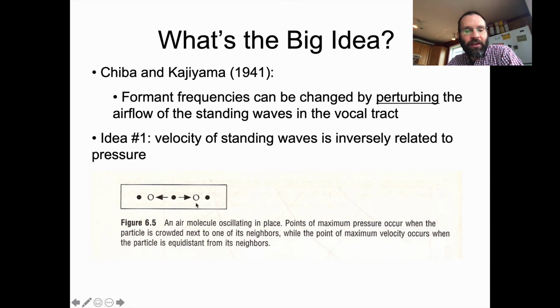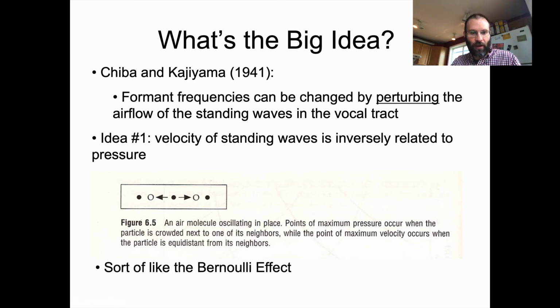So when it bumps into things or gets near to other things, there's more pressure. There are more molecules within a certain amount of space. So more pressure, less velocity. In the middle, there's less pressure because there are fewer molecules in its way, and you get high velocity. So there's basically this trade-off between velocity and pressure when we're looking at a standing wave. It's sort of like the Bernoulli effect, but I don't want to talk about that too much lest it potentially confuse you.